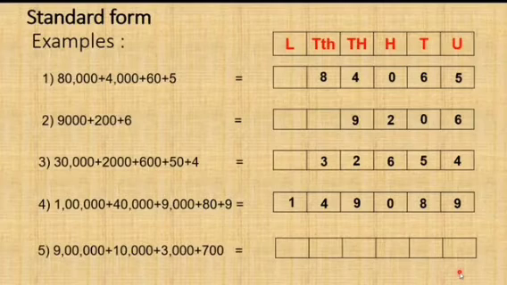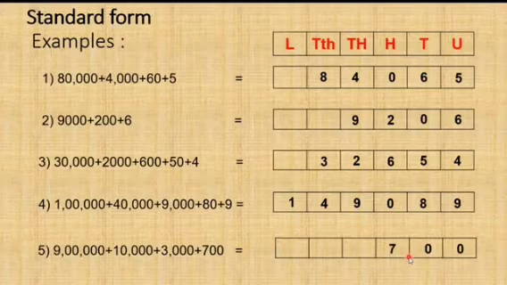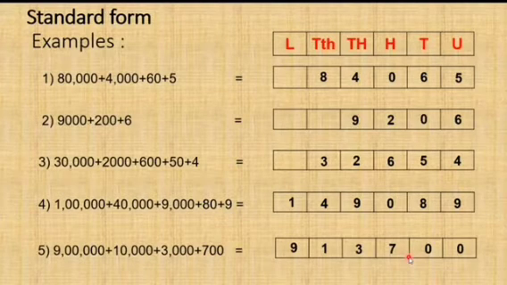Now, 700, we don't have units in the tens place. So we will have to fill it with 0. 0 in the tens place also. 7 in the hundreds place. Then 3 in thousands. 1 in 10,000s. And 9 in the lakhs place.